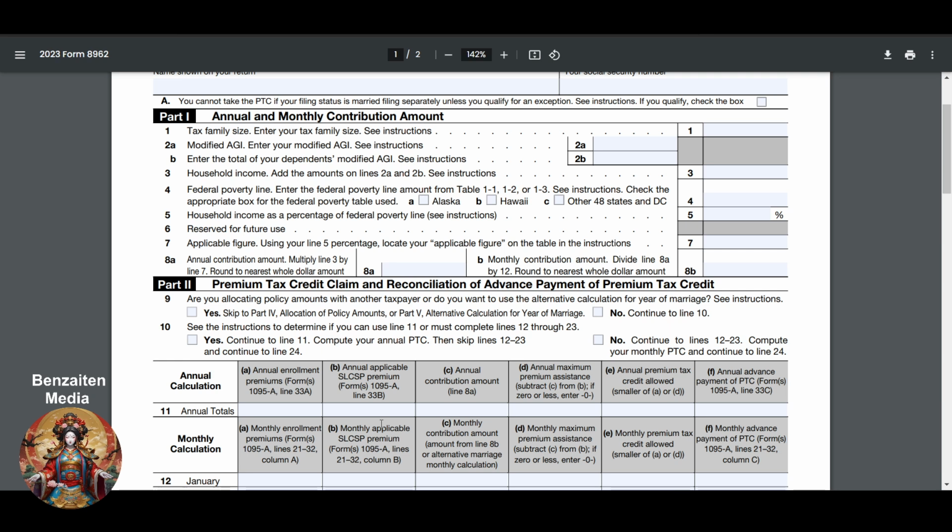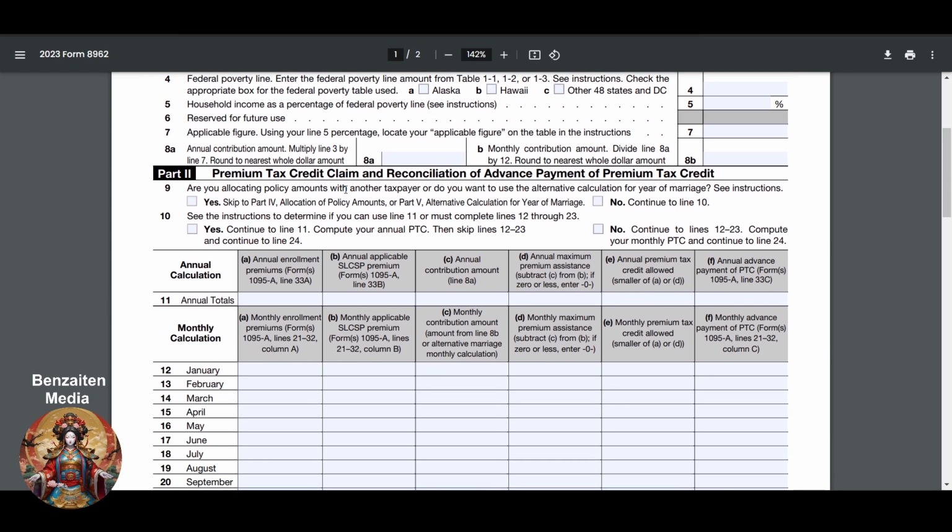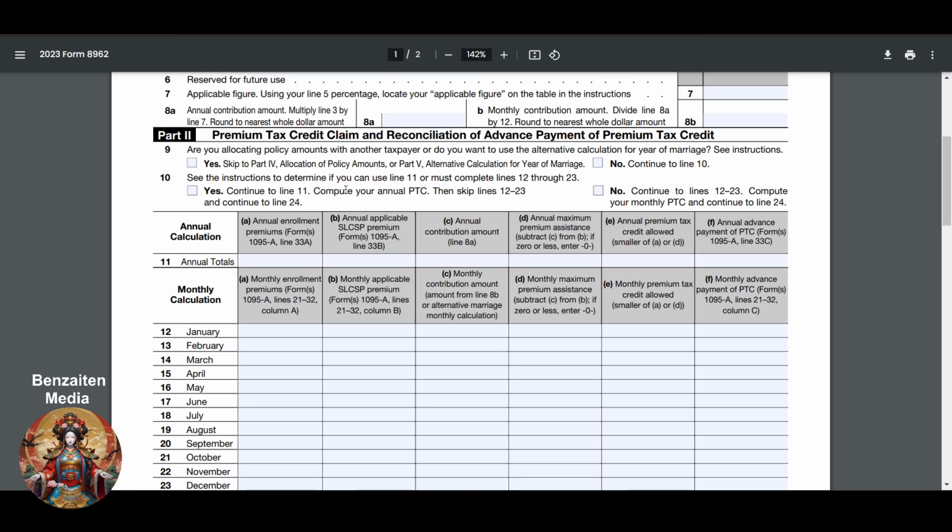So now let's come to part one. Basically, the form is divided into around four parts. The first part is annual and monthly contribution amount. As you can read here, the headline information: enter information from form 1095-A into part 1 to calculate your annual and monthly premium amount. Make sure you note this down correctly.